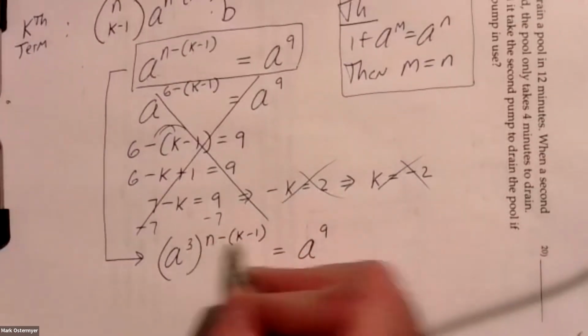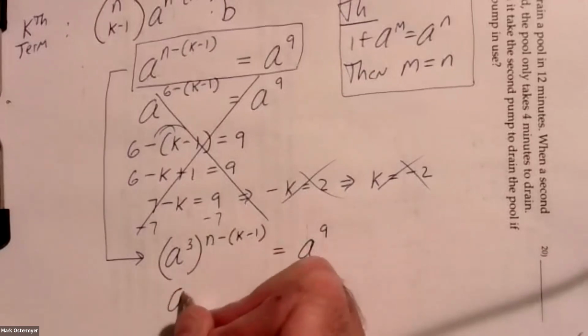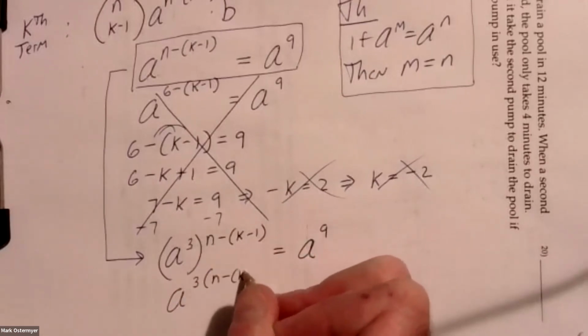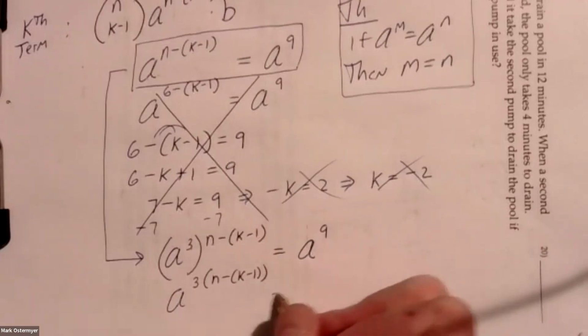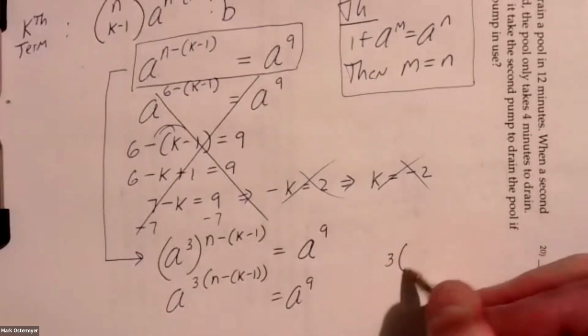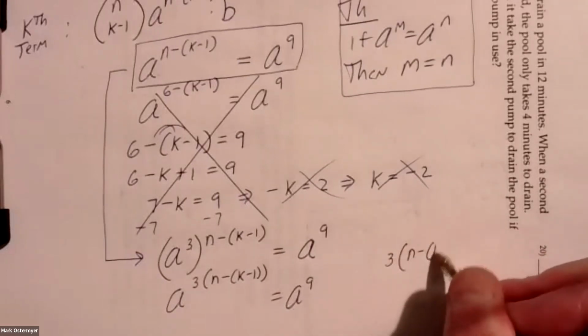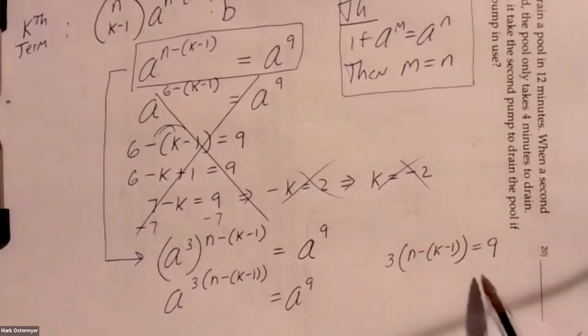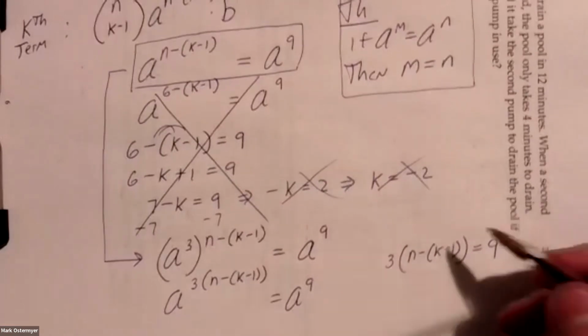So when I raise a power to a power, I multiply the exponents. So this is saying a raised to the 3 times quantity n minus k minus 1 power, and that's equal to a to the 9th. So now I'm going to literally equate the exponents. I'm going to set 3 times n minus k minus 1 equal to 9. And now we've got to solve this equation for k.